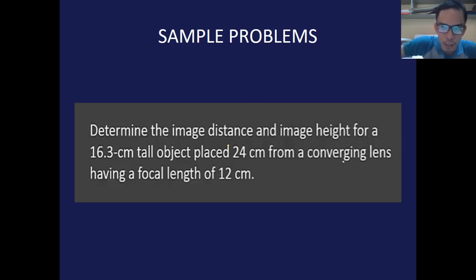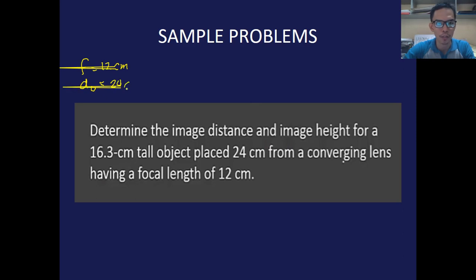Now, the image height is missing, and the height of the object is given here, and also the distance of the object. So let's see. The focal length is 12 cm, and we have the distance of the object, which is 24 cm. Next, what do we have right here? The height of the object is 16.3 cm.